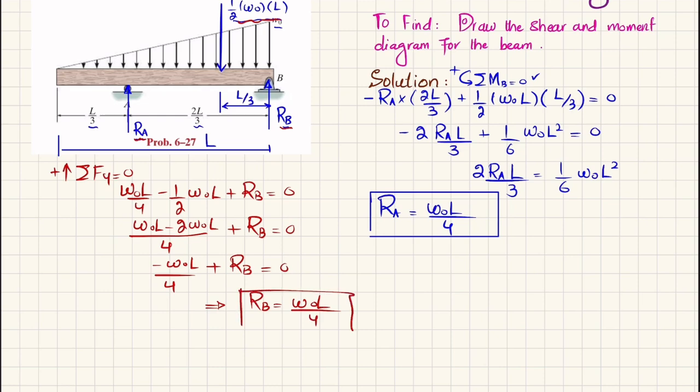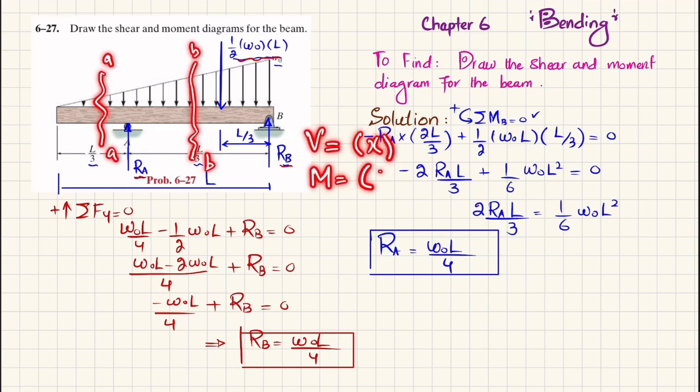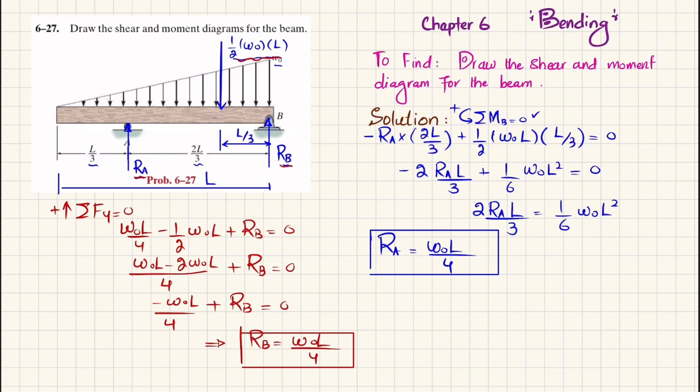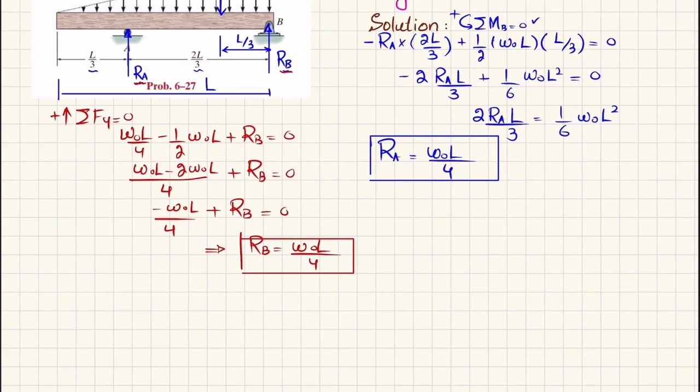Now you have RA and RB. What we are going to do is cut the beam at this section and at this section. Let this be section AA and this be section BB, and we will find the equations of shear and moment as a function of X. Clear? Then we will put in values of X to find the shear and moment, and then draw the shear force and bending moment diagrams.